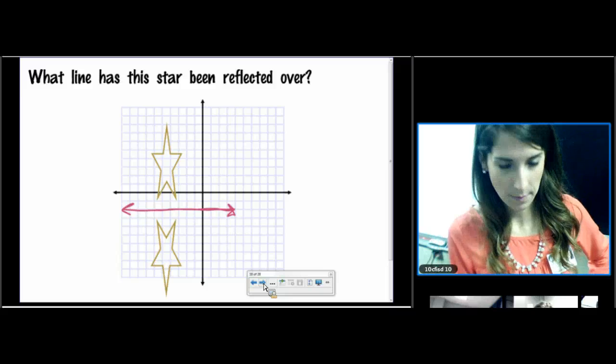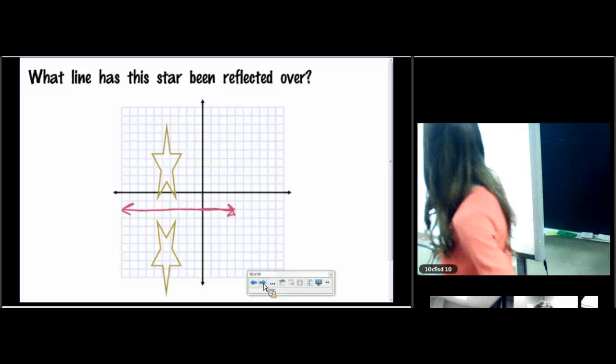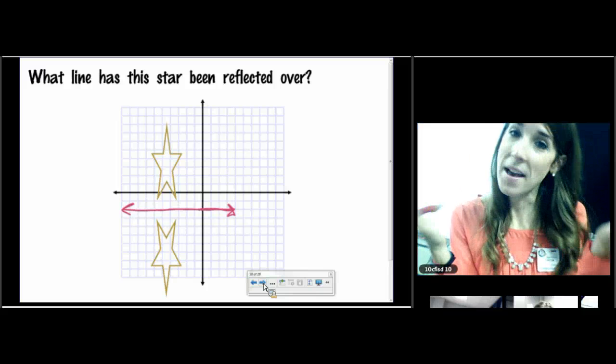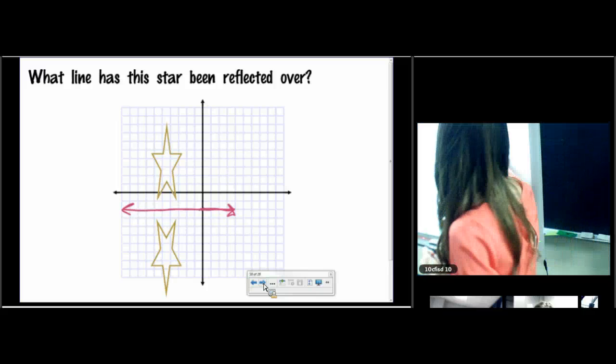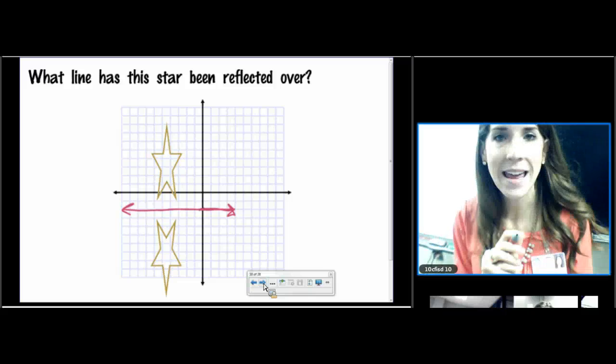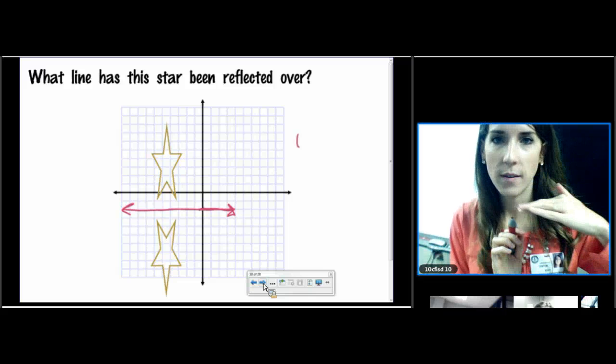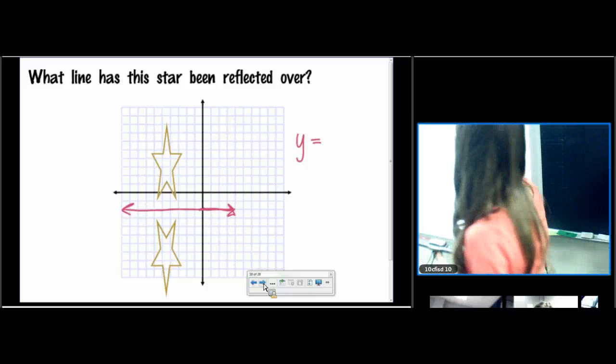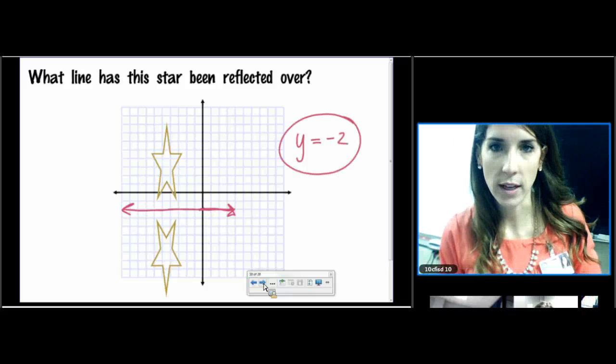And Johan named the right one. We are touching, you ask yourself, what axis am I hitting? Am I hitting the x-axis or the y-axis? I'm hitting the y-axis, and where am I hitting it? Underneath the origin, 2. So y equals -2 is the line which the star has been reflected over.